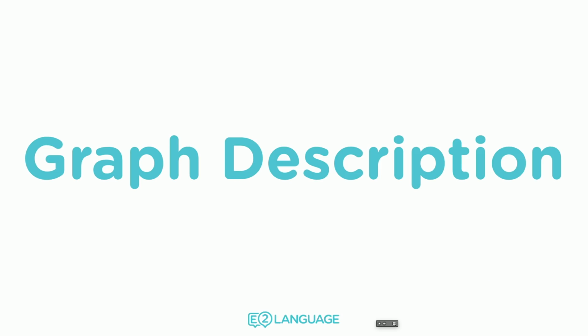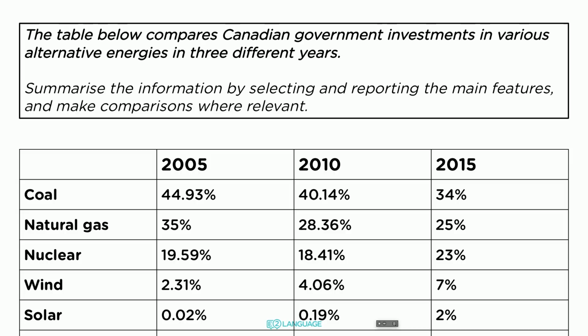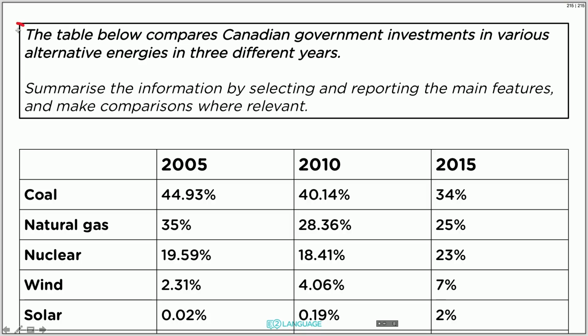Right, first of all, we need to look at the graph description on test day. This is the first thing you should read. And that's this sentence here, the top sentence in that little box. Because this will describe the table or the pie charts or the bar graph or whatever it is you're looking at. It says, the table below compares Canadian government investments in various alternative energies in 3 different years.